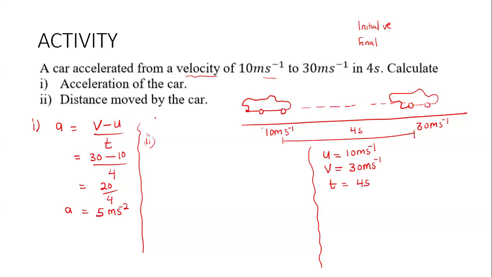They're asking us distance moved by the car. So we shall say that our displacement is going to be ut plus a half at squared. Now our u is the initial velocity, which we have as 10 times the time, which is 4, plus 1 out of 2 times acceleration, we have obtained it as 5, times the time, which is 4 squared. Now you'll continue. 10 times 4 is 40, plus 1 out of 2 times 5 times 4 squared, which is 16.